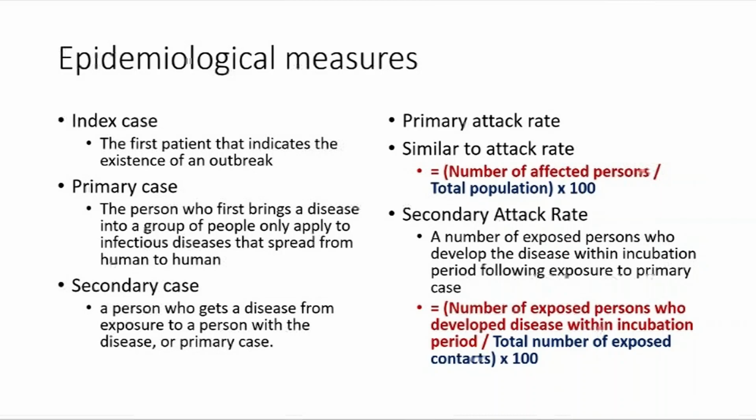Primary attack rate is similar to attack rate and is the number of affected persons divided by the total population times 100. Secondary attack rate is the number of exposed persons who develop the disease within the incubation period following the exposure to the primary case, divided by the total number of exposed contacts times 100.